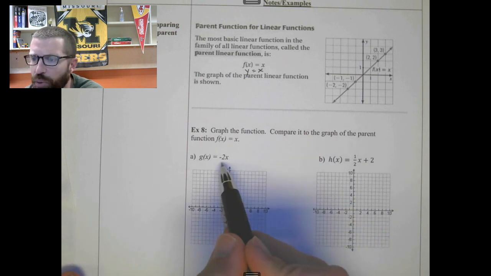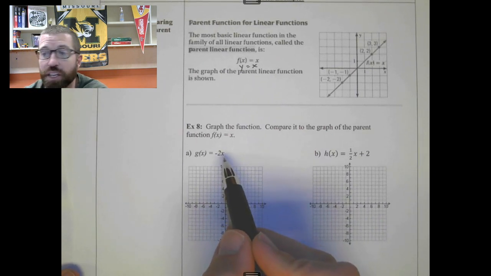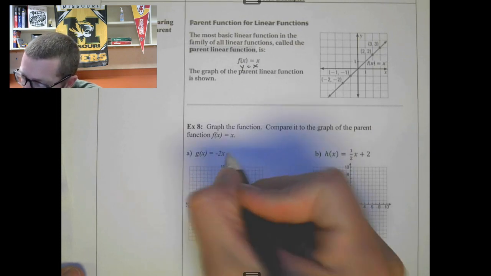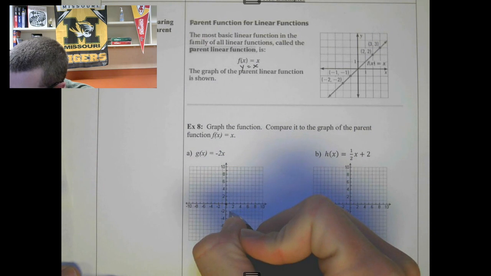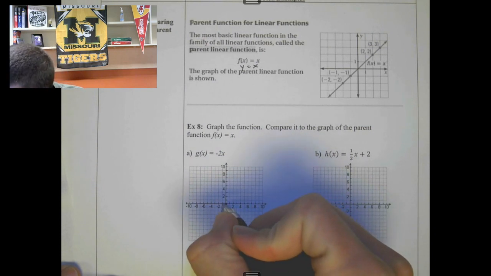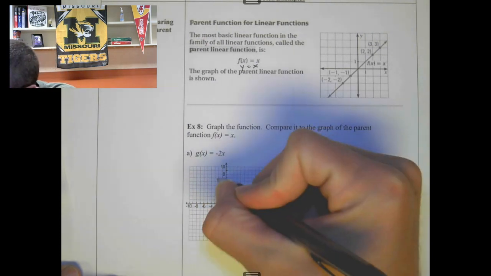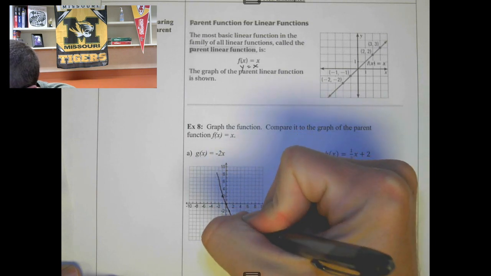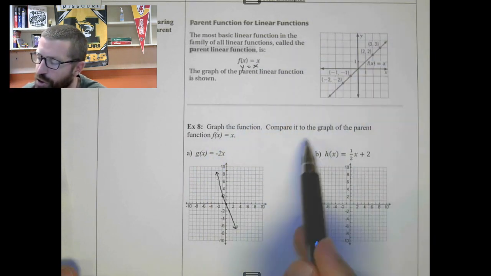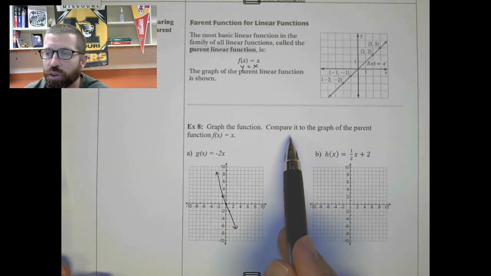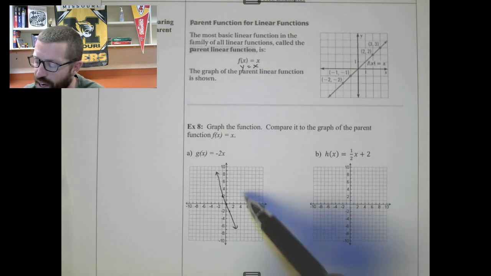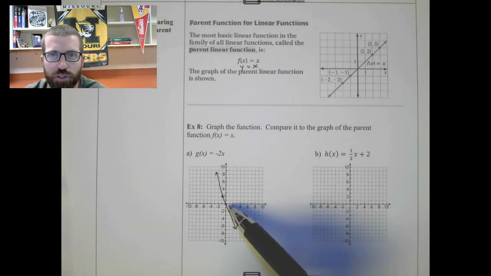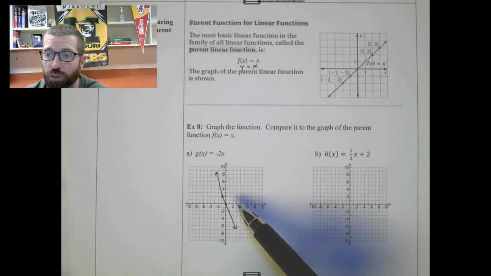For this, we're going to graph the function, and we're going to use the idea of slope-intercept form. So here my y-intercept is 0, and my slope is -2. So I'm going to go down 2 over 1. Let's go the other direction, left 2, up 1, and we have our line. And compare it to the graph of the parent function. Well, how is this graph different? Well, it's reflected. It's flipped over the x-axis, or the slope is negative instead of positive, and it's steeper. The slope is bigger. It's been stretched out vertically, and it's steeper.